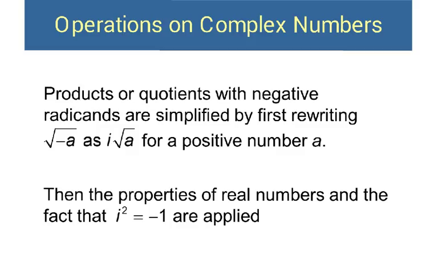Here's some more operations on complex numbers. Products or quotients with negative radicands are simplified by first rewriting the square root of negative a as i square root of a for a positive number a. Okay, so let's move on to the next slide and I'll explain it further.